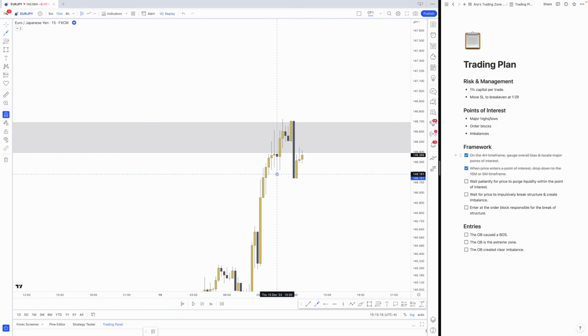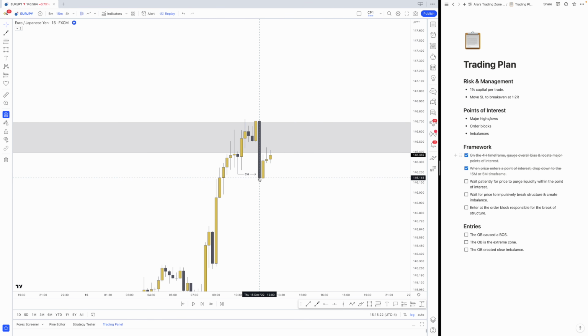This was the recent low, and price violated that low. So that's our change of character. And it did so impulsively that it created imbalance as well. So our imbalance is between the low of this bullish candle and the high of the next bullish candle. That's the imbalance zone. Price has already tested it, but it has not yet tested the order block responsible for it, which is this candle right here.